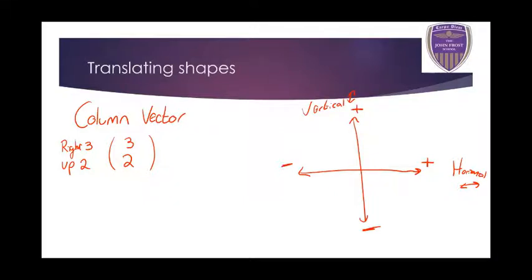I'll give you another example. If I wanted to move a shape to the left 4 times and then down 5 times, the column vector for that would be -4, -5. So have a little stop and think about how these column vectors are working. Have a little think to yourselves for a couple of seconds.